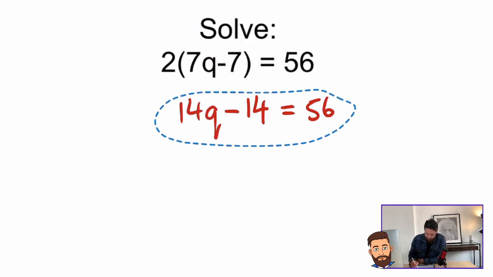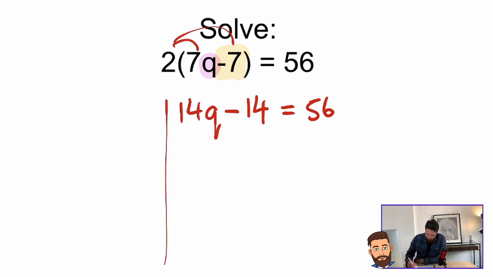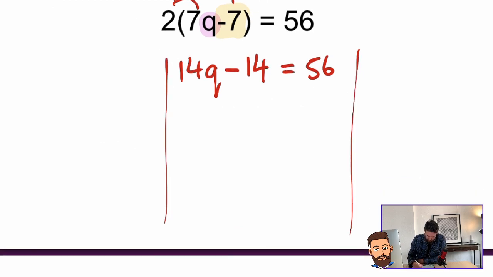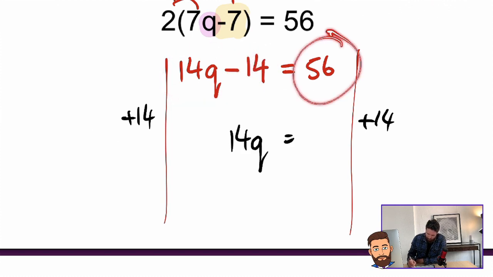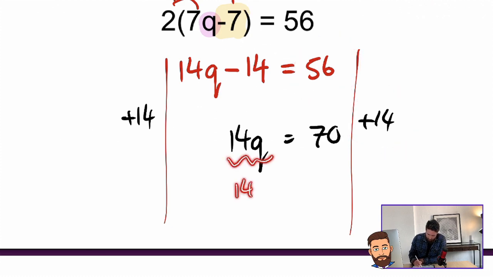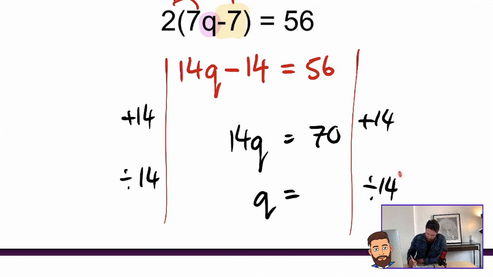Okay, so now we need to solve. So we've expanded. To solve this, we need to, first of all, get rid of this minus 14 by doing the opposite. Plus 14 to both sides. If we've just removed this from this side, we're left with 14Q. And don't forget, you need to do 56 plus 14, which is 70. This, remember, means 14 times Q, the opposite of times by 14 is to divide by 14. So we'd end up with Q is how many 14s go into 70. If you're unsure, do a bus stop or write a fraction and simplify, but it would be 5.